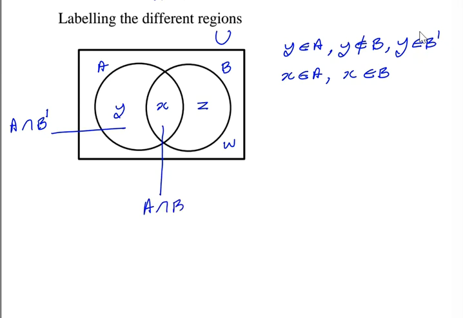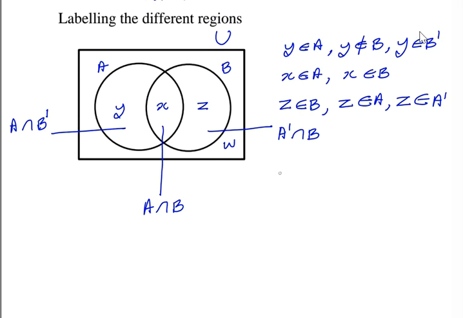Now Z is clearly an element of B. Now Z is not an element of A. So if Z is not an element of A, Z is automatically an element of A complement. So Z is in A complement and Z is in B. Therefore, Z is an element of A complement intersect B.